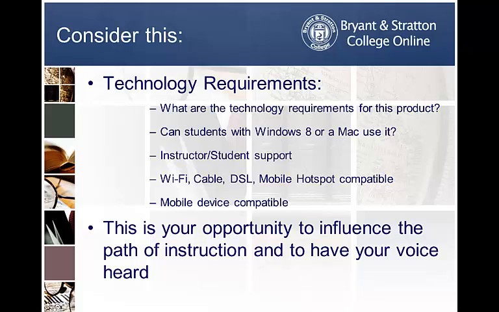Remember, this is your opportunity to provide feedback and influence the path of instruction for the next 2 years. If you don't vote, you're giving up your opportunity to influence the decision-making process.